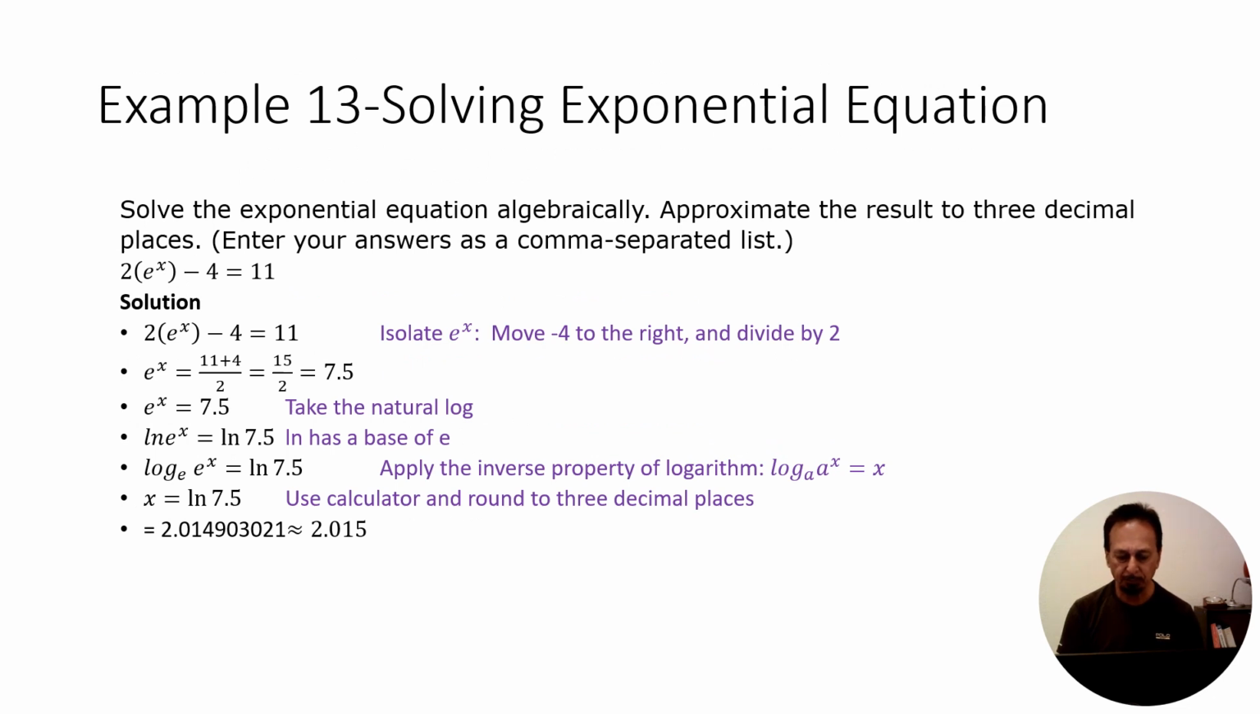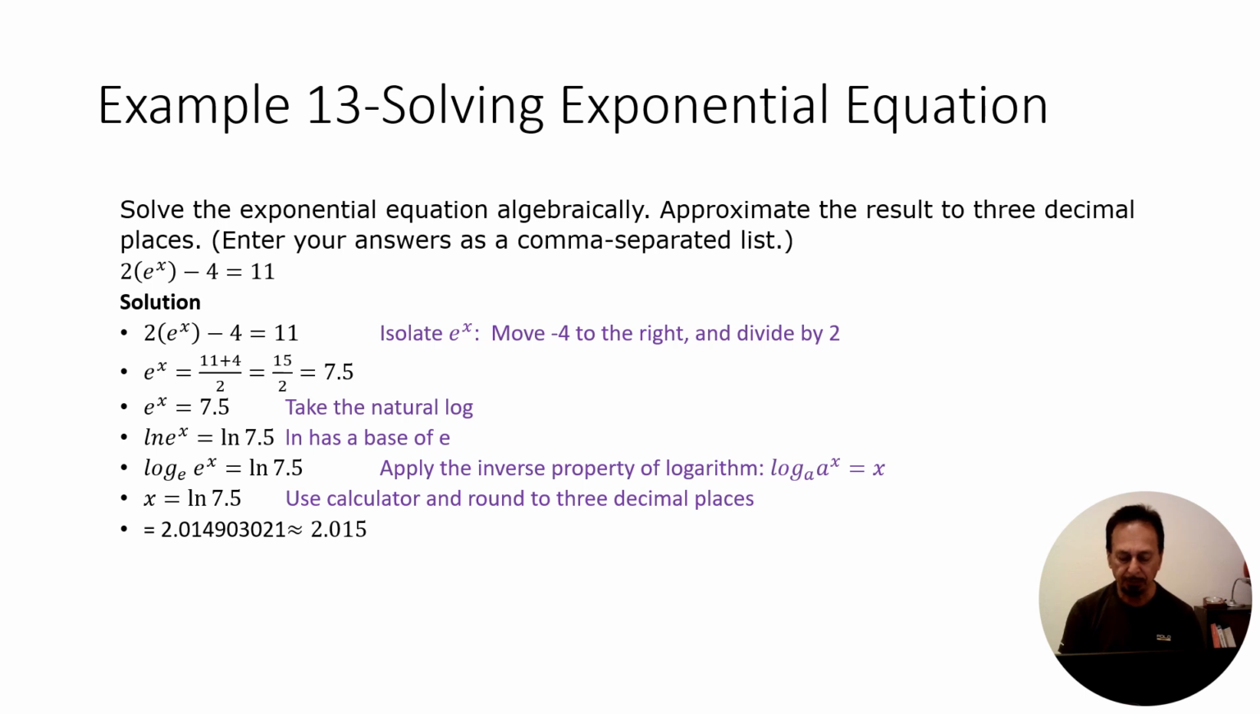Here is example 13, solving exponential equations. We're going to solve this exponential equation: 2 times e to the x minus 4 equals 11. Whenever you see an equation where one of the terms has an exponential, first try to isolate that. So we're going to isolate e to the x. We can move negative 4 to the right and then divide by 2. So you will get e to the x equal to 11 plus 4 divided by 2, which is 7.5.